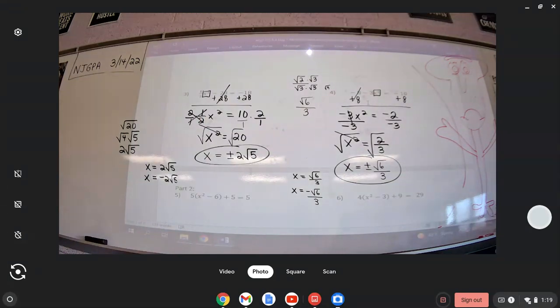Okay. Those are as easy as the problems we're going to get. So now look at the next. I'm trying to prepare you for all questions that you could see with a square root.